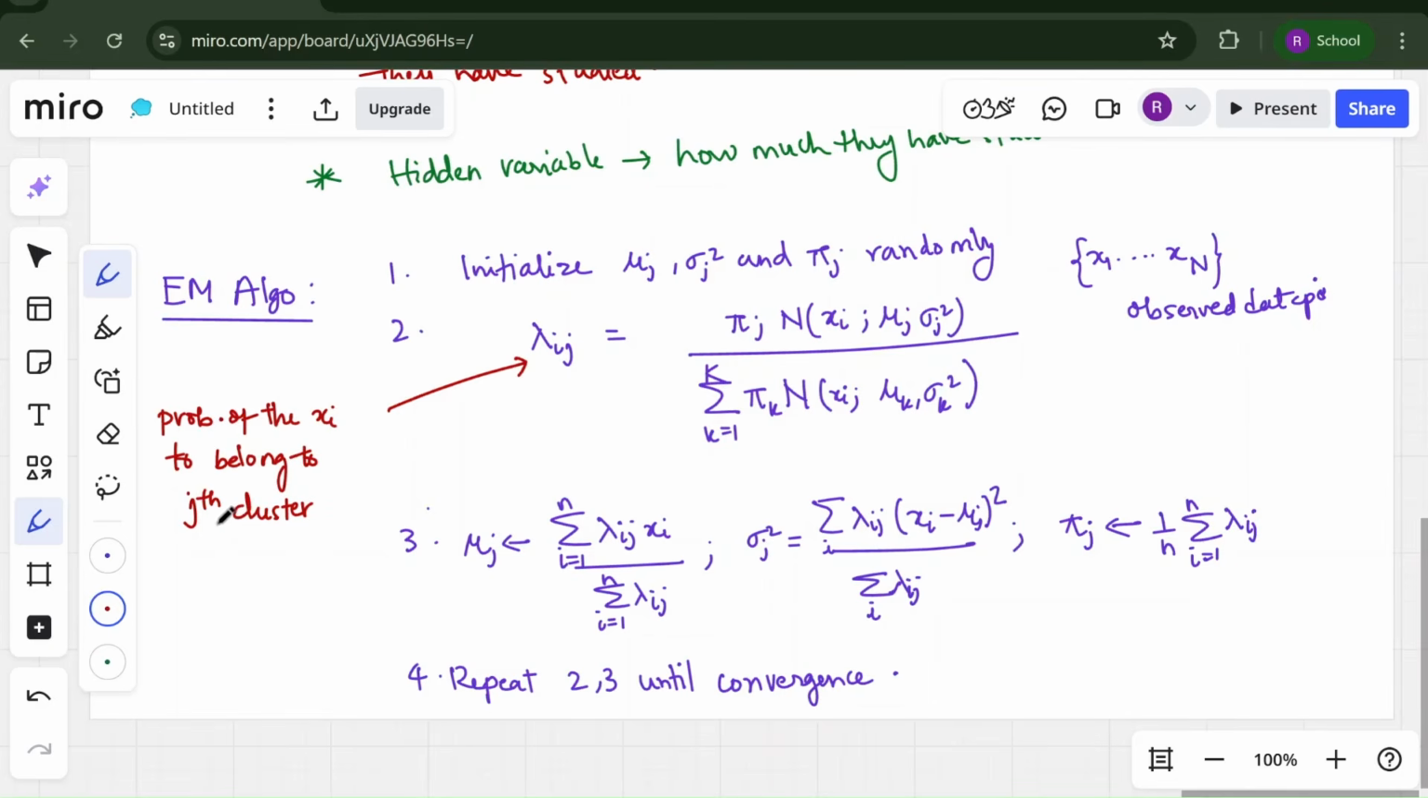And look at all these updates. These updates are not something arbitrary. For the mean, you are just taking the weighted mean. For the sigma j square, you're just taking the weighted sum of squared differences, or the weighted variance. And for pi j, you're just adding up the lambda ij's, because you're adding up the probabilities of points belonging to the cluster. Also observe that if you do the summation of lambda ij over both i and j, then you will get 1. Just note it.